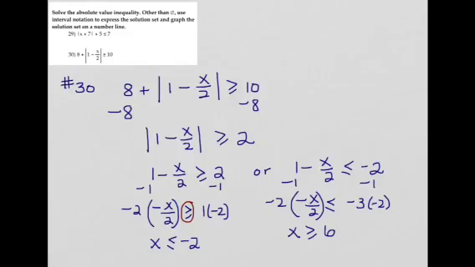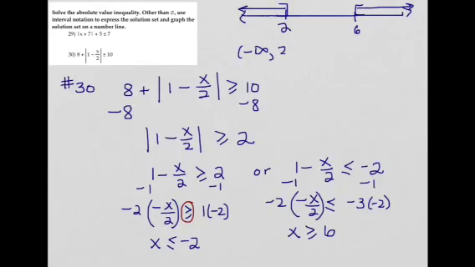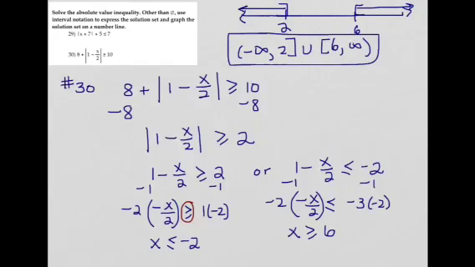So, I'll start by graphing this on the number line. It makes it a little easier to see what's going on. So we have -2 and we have 6. And x is less than or equal to -2 or greater than or equal to 6. So when we write this with interval notation, we go from negative infinity to -2, close the bracket, union 6 to infinity. And so that would be my solution in interval notation.